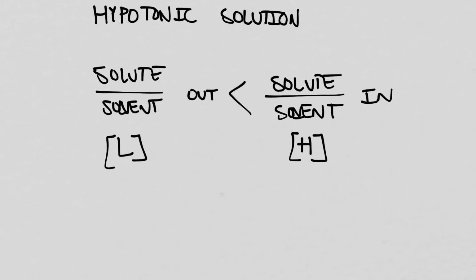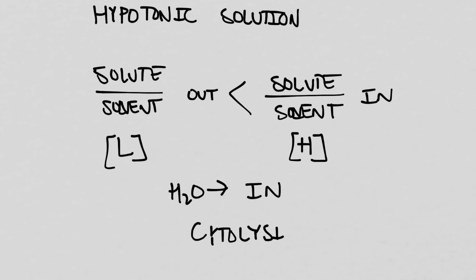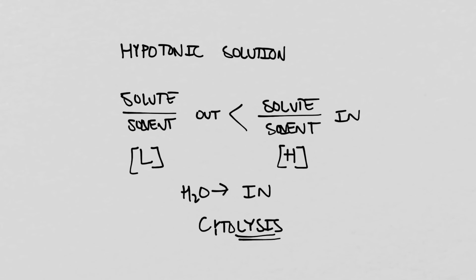In this case, water, H2O, is going to move into the cell. And this is an example of cytolysis. And cytolysis can be potentially very bad for a cell, because I'm sure you can imagine a situation in which the concentrations are so different that so much water moves into the cell that the cell bursts. That's the lysis part of cytolysis. Okay, so potentially dangerous situation, an extremely hypotonic solution.